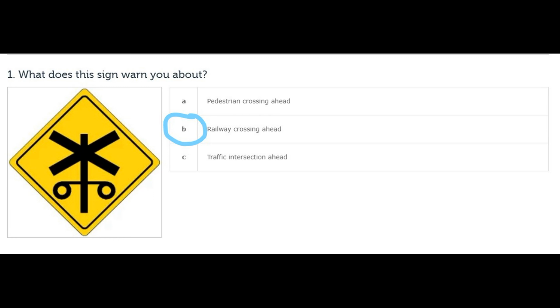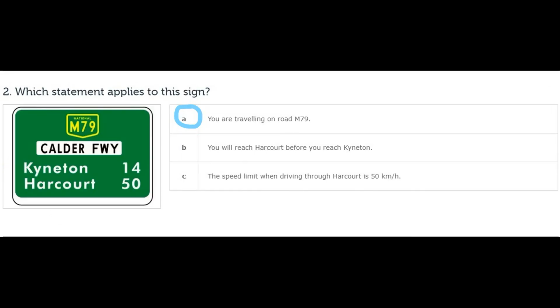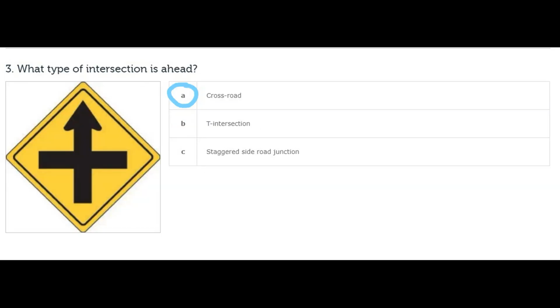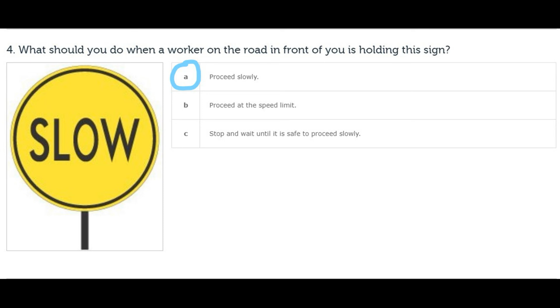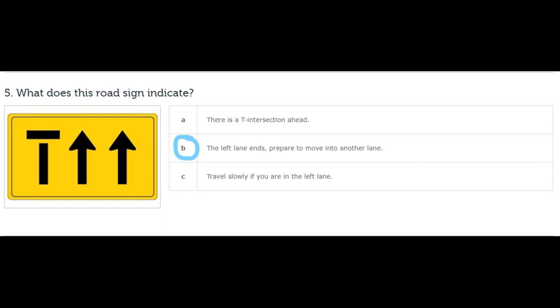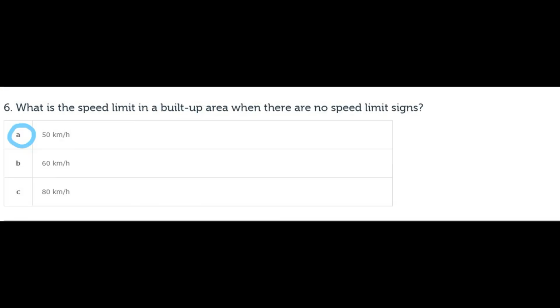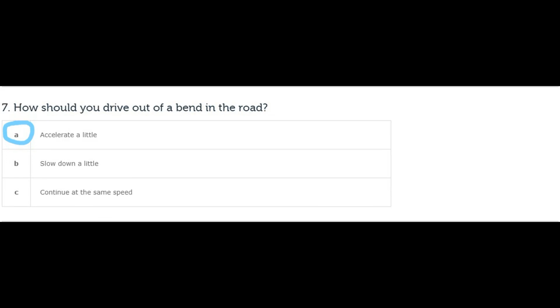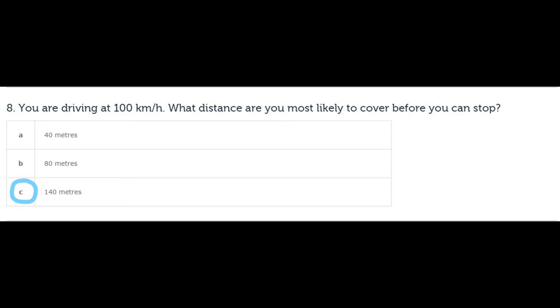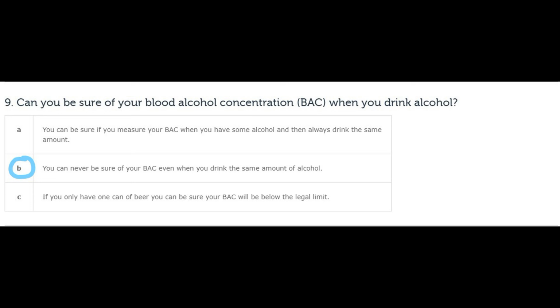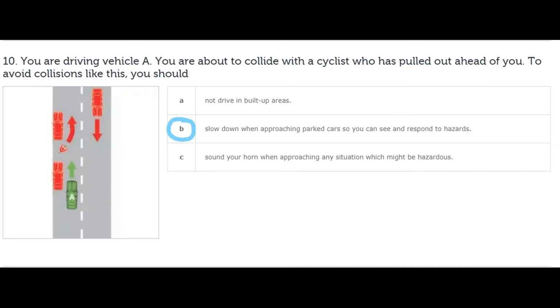Okay, here are the answers. Let's keep a record of your scores so we can see how well you've done. Question 1, the answer was B. Question 2, the answer was A. Question 3, the answer is A. Question 4, the answer is A. Question 5, the answer is B. Question 6, the answer was A. Question 7, the answer is A. 8 is C. 9 is B. 10 is B.